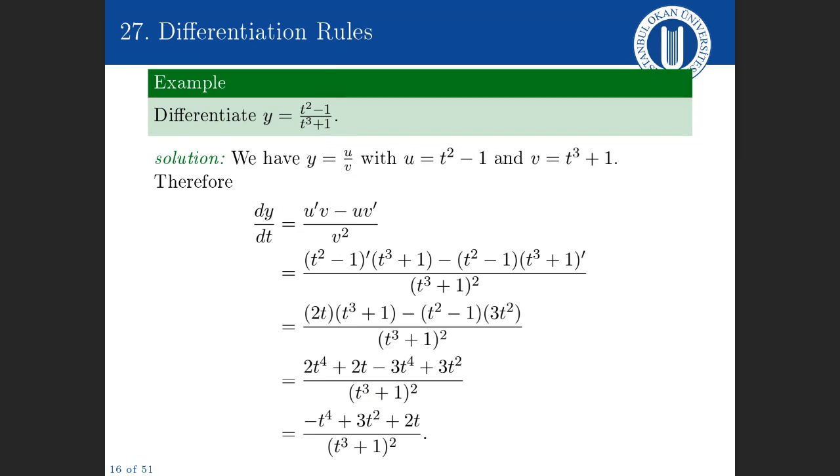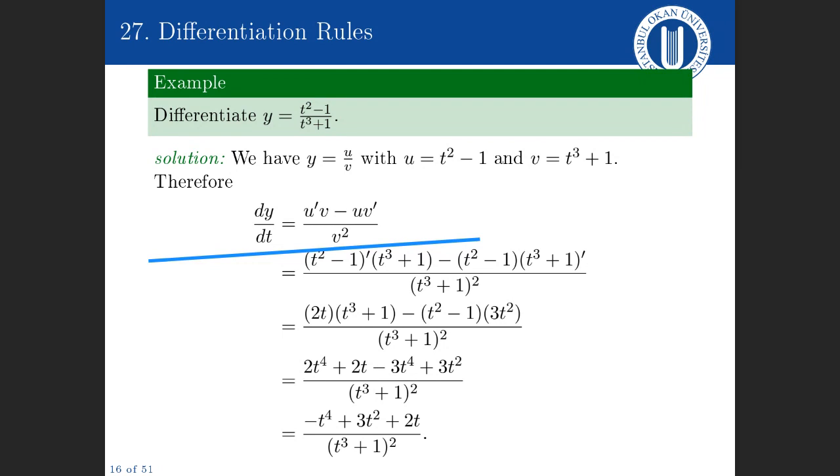For example, differentiate t squared minus 1 divided by t cubed plus 1. This time we have function divided by function. We have u divided by v, where the function on the top, u, is t squared minus 1, and the function on the bottom is v equal to t cubed plus 1. So we're going to be using the quotient rule.